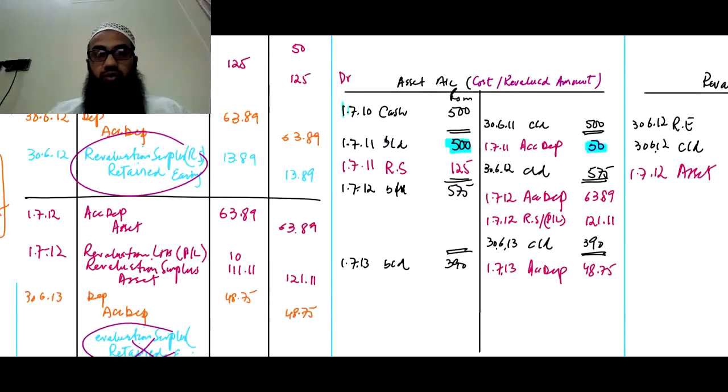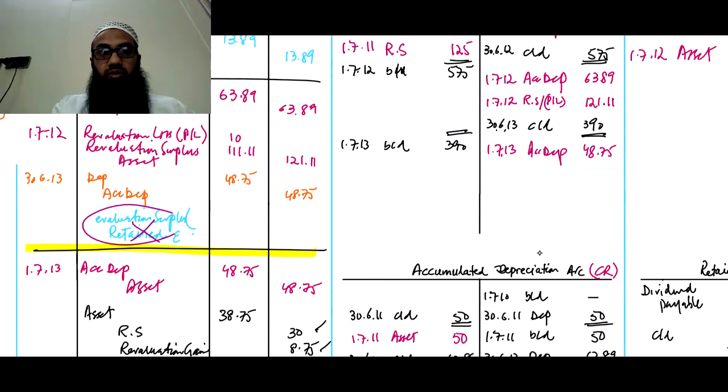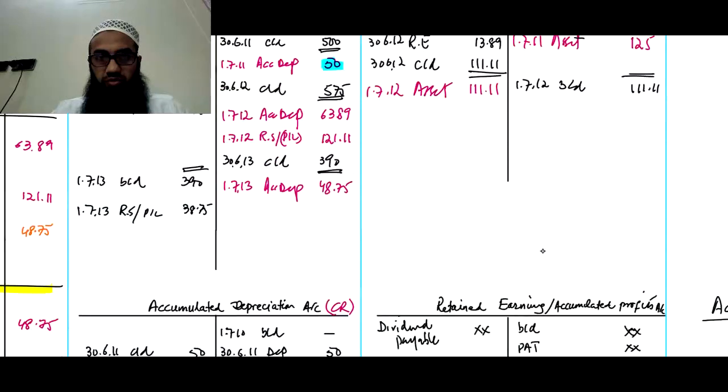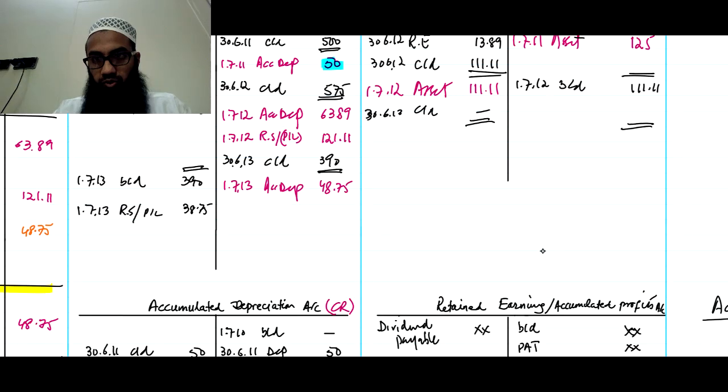So our asset account is increased by 38.75, with revaluation surplus and profit and loss, on 1st July 13. We have put 38.75 in the asset. Revaluation surplus once again came; revaluation surplus had ended on 30th June 13 with a closing balance of nil, and on 1st July 13, nil.